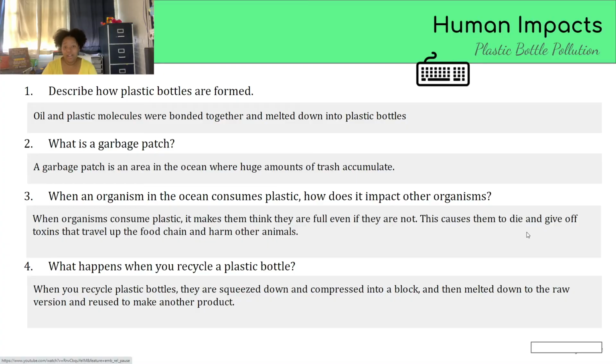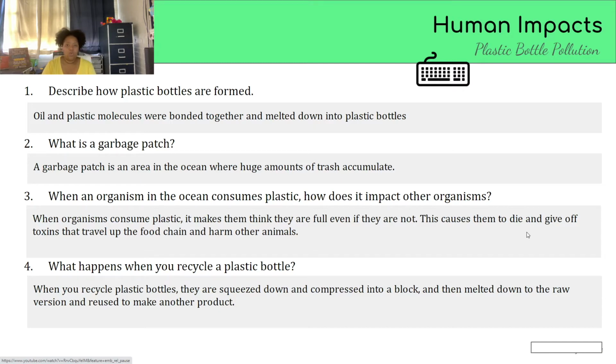All right, so now that we've watched that video and we were able to see exactly how plastic bottles start and where they could end up, let's look at these questions. So number 1 says, describe how plastic bottles are formed. Well, a simple summarization of what was said in the video: oil and plastic molecules are bonded together and then melted down to form plastic bottles.